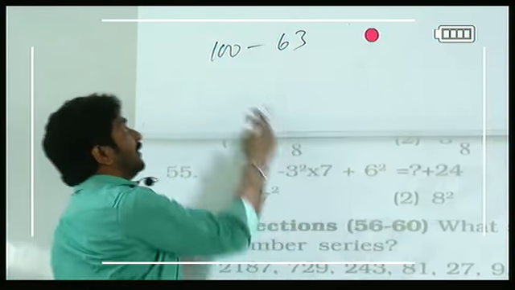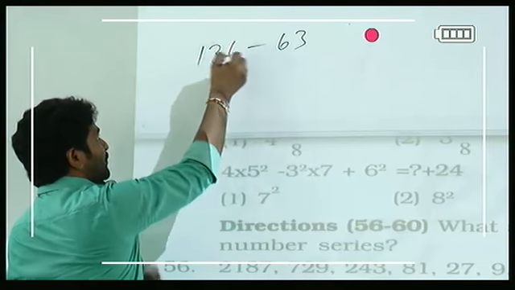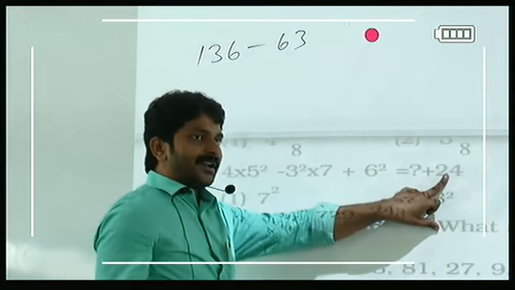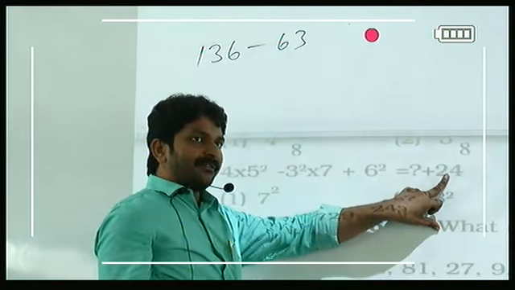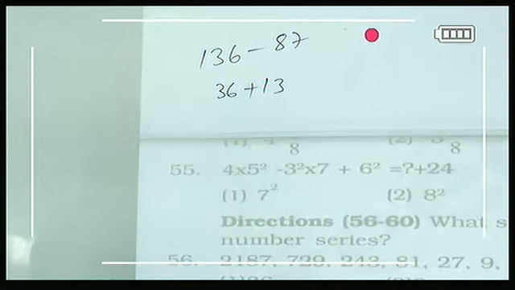25 square, 25. 25 4 times, 100. 3 square, 9. 9 sevens, 63. 6 square, 36. So it becomes 136. On the right hand side you have 24. Take that to the left hand side, minus 24. 87. You just need to take the difference. This is 36 more than 100 and this is 13 less than 100. Add these two numbers, the difference is 49, which is 7 square.